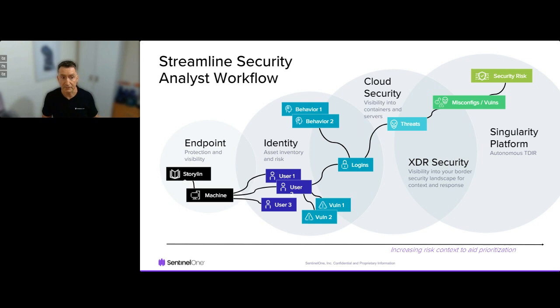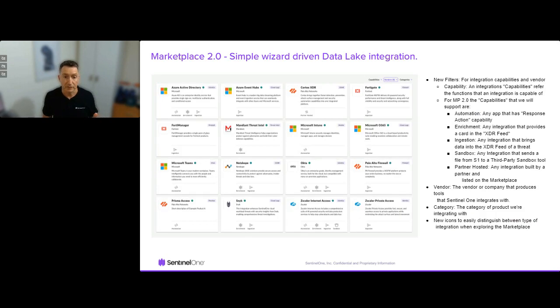And this comprehensive SOC workflow must be really hard to set up, right? And not so. So we've launched the Marketplace 2.0, which is a simple wizard-driven data lake ingestion platform, right? We've made it almost like a shop. So you get a full list of the applications. It's not a completely full list. You can ingest almost any data, but we've given you nice little icons showing you what applications are there and how to ingest those.